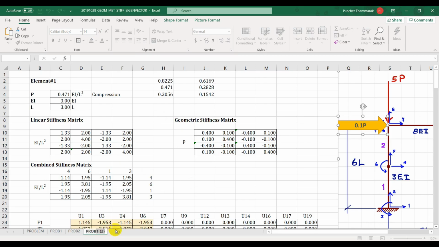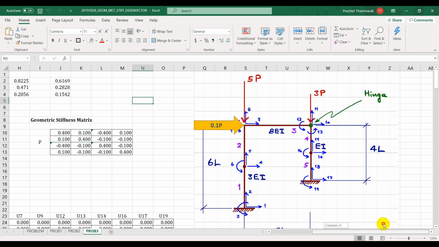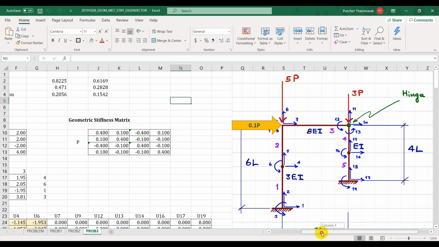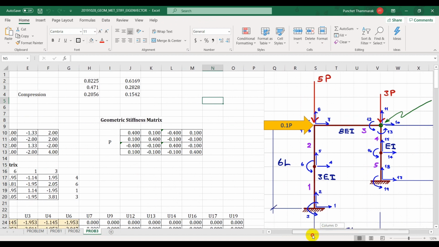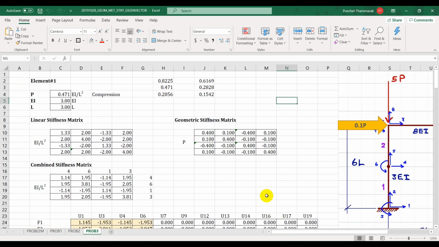And here is number 3. Number 3 looks like number 1, but you have to apply a disturbance to your structure. So let's start.